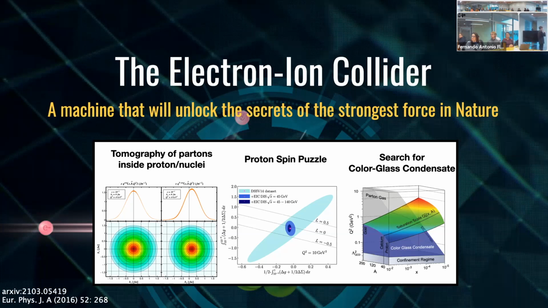And then there's also a search for the so-called phase of matter known as the color glass condensate, which is predicted to basically be some form of matter that is created in ions whenever you go to very low momentum fractions, based on how the gluons grow inside the nucleus at low energy.